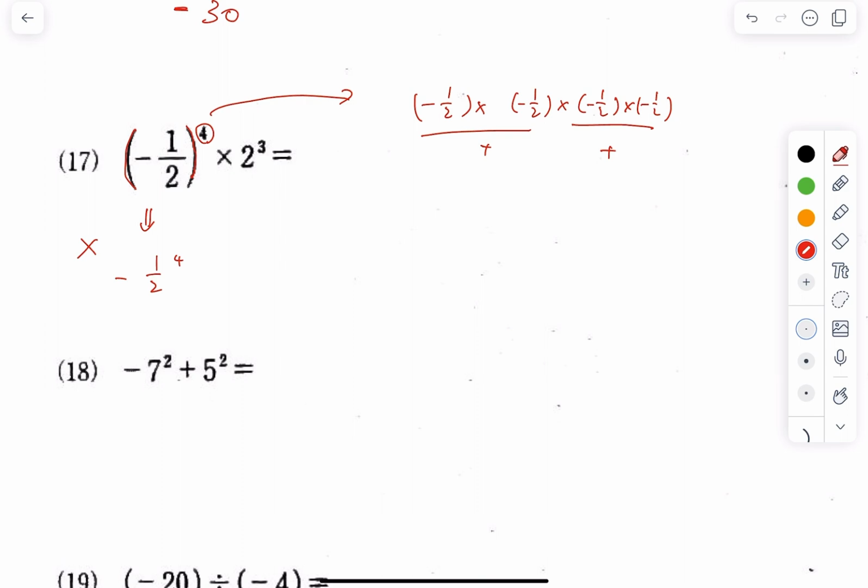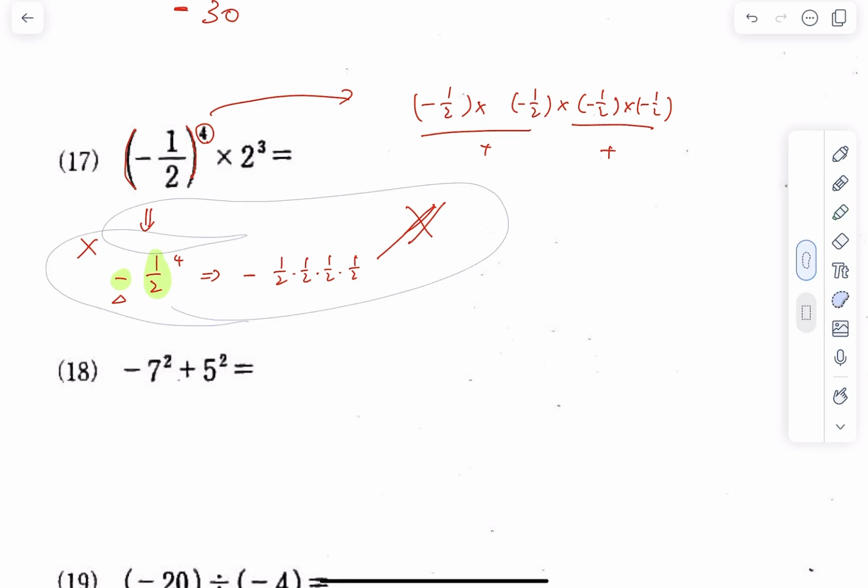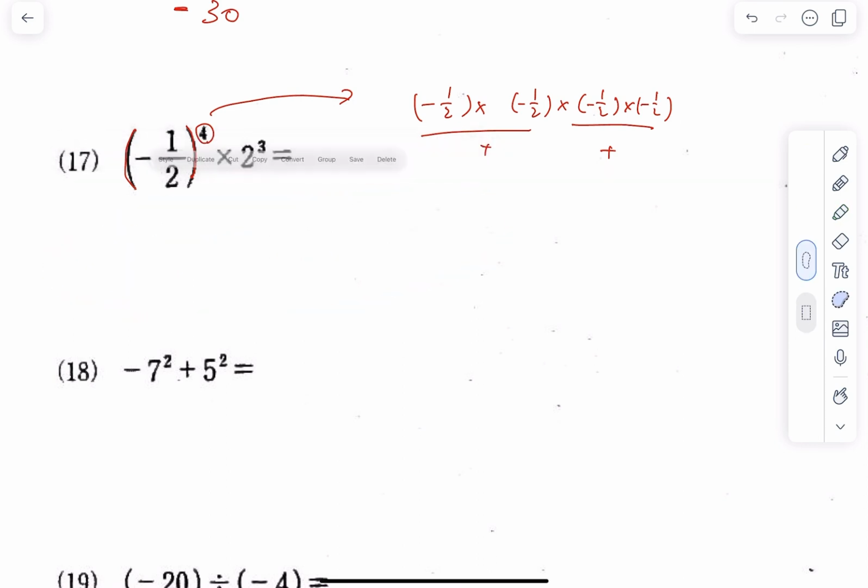But if you're dealing with negative 1 over 2 to the power 4, that negative is not included in the whole operation of the exponential equation, which means this is negative 1 over 2 times 1 over 2 times 1 over 2 times 1 over 2. It's very different. They cannot be the same. So be very careful where you put the bracket and where is the sign and so on and so forth. Most of the time, I see students making mistakes like that. Very, very common. Okay?